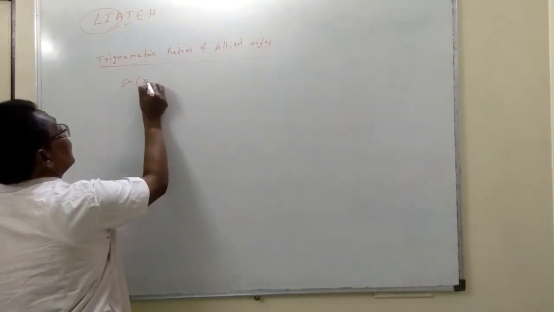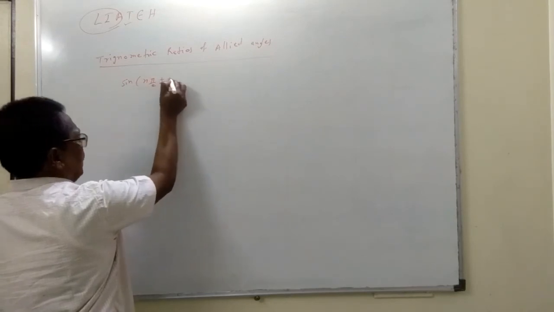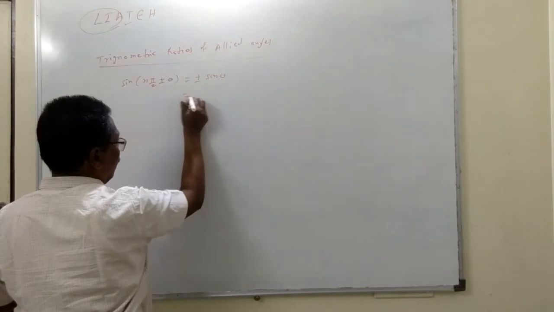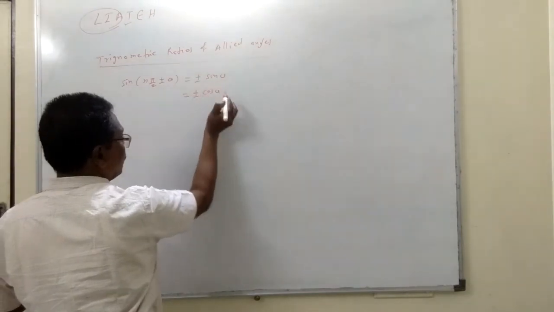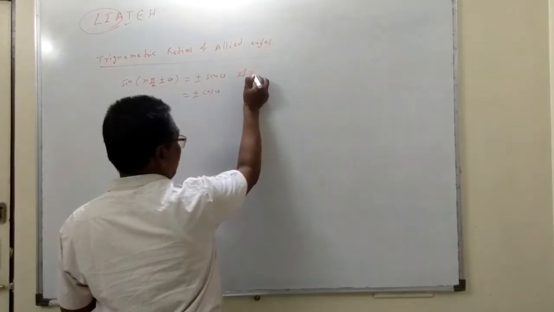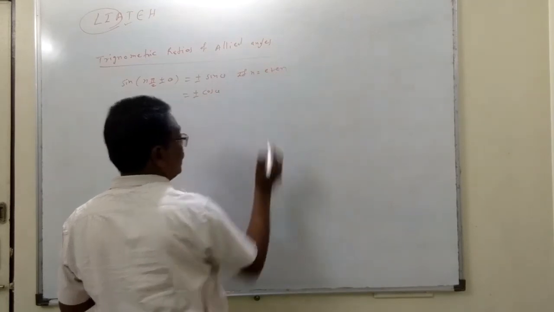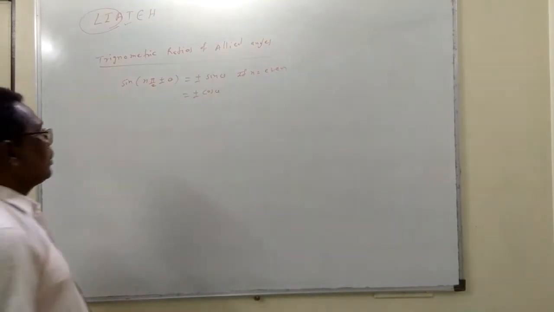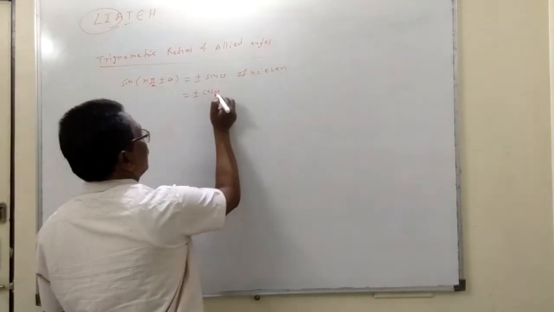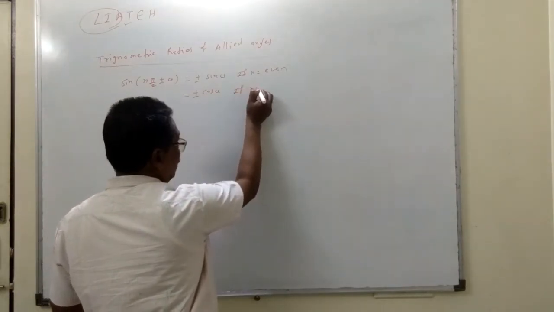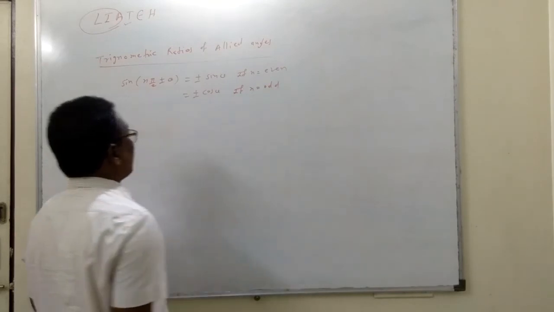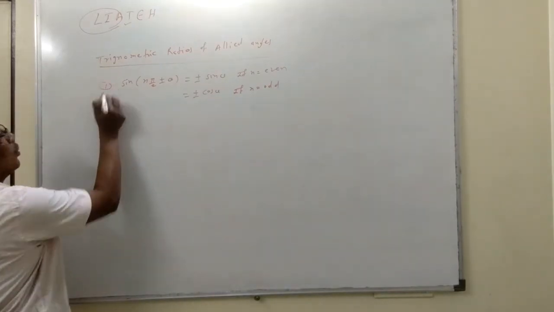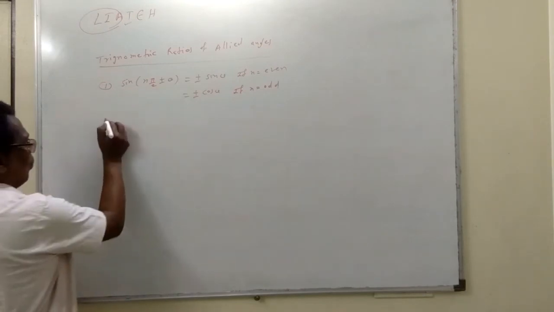So sin of n pi by 2 plus or minus theta gives plus or minus sin theta, or maybe plus or minus cos theta. So if n is even, in short, if an even multiple of pi by 2 is added or subtracted to acute angle theta, the ratio is not changing. If n is an odd multiple of pi by 2 added or subtracted to acute angle theta, the ratio changes, that is, sin changes to cos.